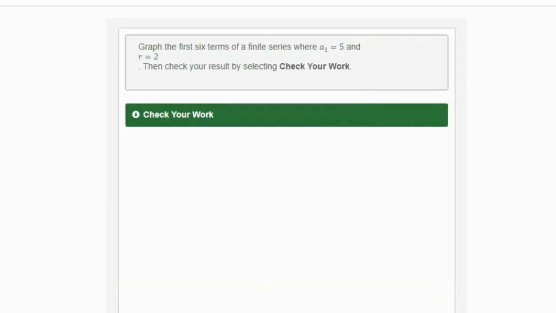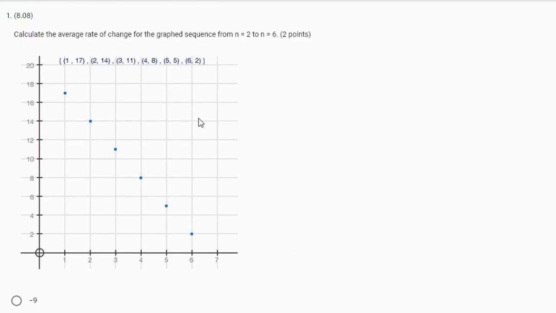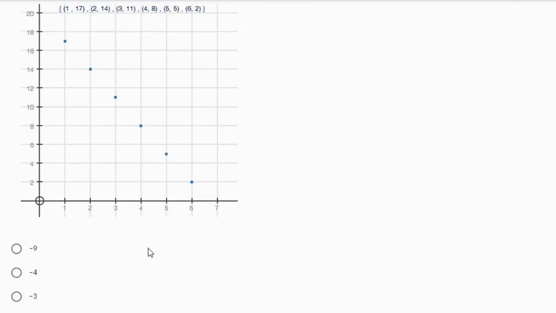So, all right, let's look at our assignment. Calculate the average rate of change from n equals 2 to n equals 6. Well, where's n equals 2? It's right here. 14. When it's 6 is 2, you can do rise over run. How much does it rise? How much does it run? And simplify that fraction. It goes from 14 down to 2. Then it goes from 2 to 6.